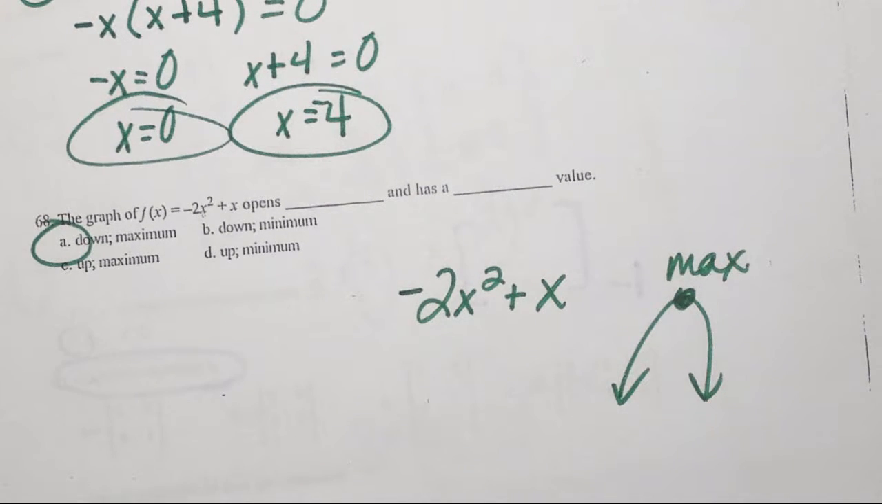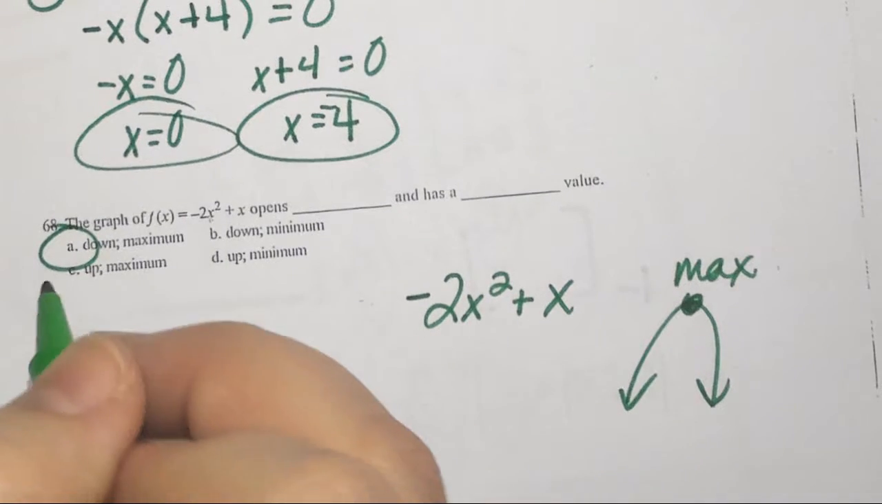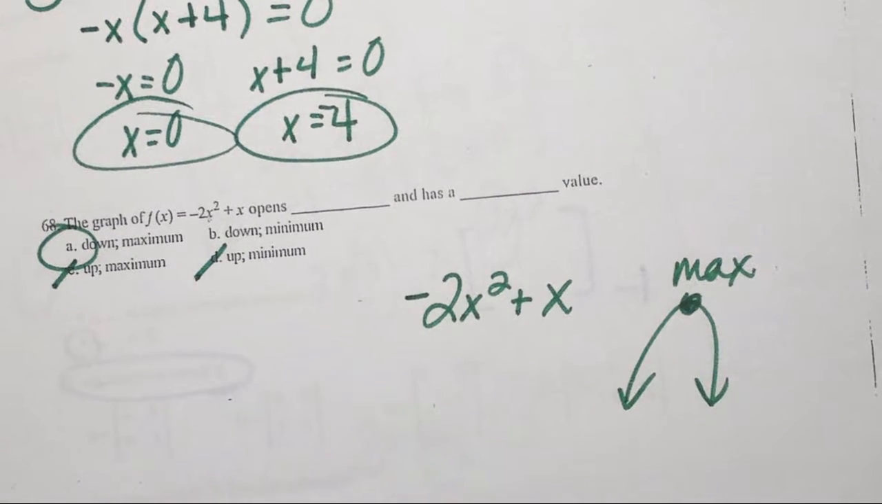Travis can also have a point because he realized since it was a negative in front, automatically it had to be down. So it was either A or B. You just hadn't thought through the min or max part yet.